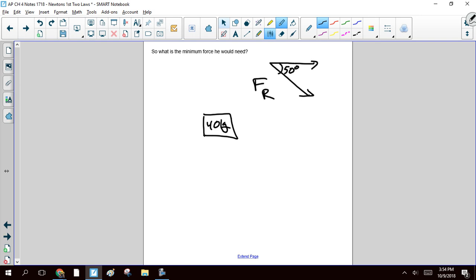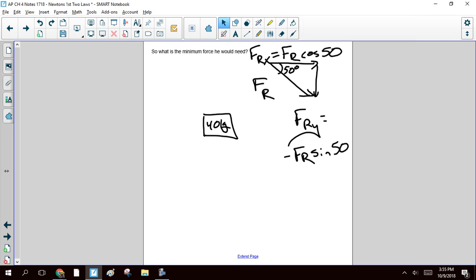So there's going to be a horizontal component and a vertical component, right? But since I don't know Roy's force, I can't find those components. But what I'm going to do is write expressions for them. So the force of Roy in the x direction is the force of Roy times the cosine of 50. And the force of Roy in the y direction is going to be negative force of Roy times the sine of 50, right?